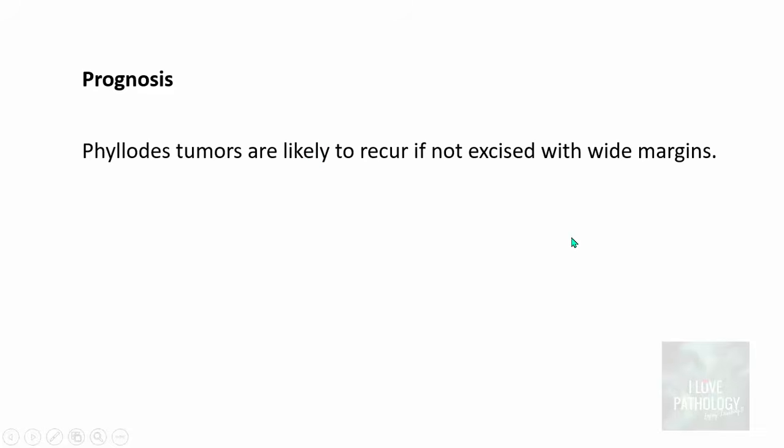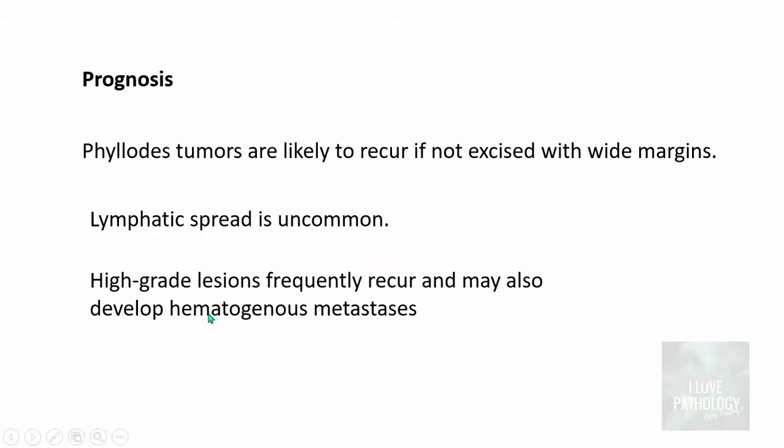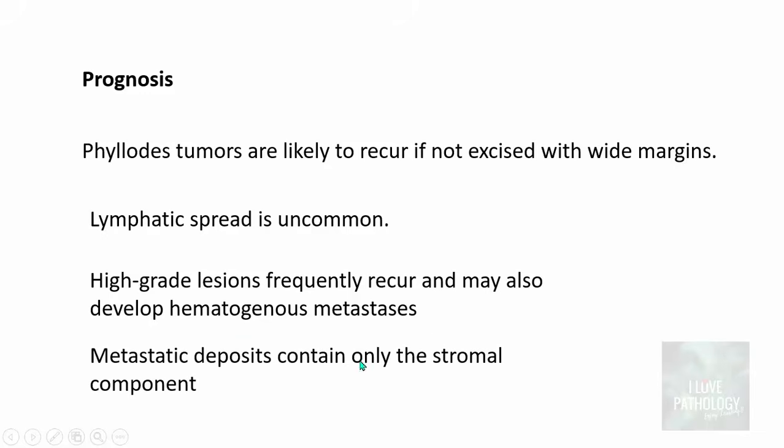Now, the prognosis. Phyllodes tumors are likely to recur if they are not excised with wider margins. Generally, mastectomy is the treatment of choice for a Phyllodes tumor if the tumor is larger. Lymphatic spread in Phyllodes is uncommon. High grade lesions are the ones which frequently recur, and they also develop hematogenous metastasis. And remember, whenever you have metastasis in these cases, the metastatic deposits contain only the stromal component.